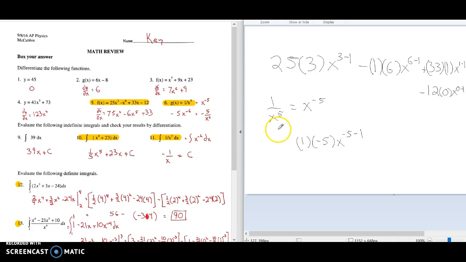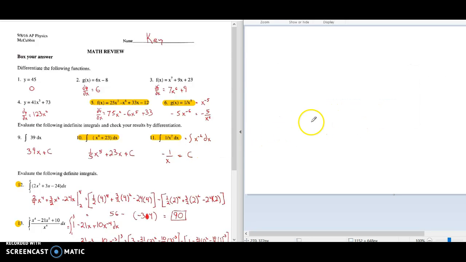Now over for number 10, we have to take the integral, which is like the opposite of a derivative. So here we have the integral of x to the 4th plus 23 dx. So now, to do the opposite, we're going to tackle our exponent first. We're going to add 1, and then we take that number, our constant out front is 1 here, and we're going to divide by this new exponent, which is 5. And now we have another number, plus 23.